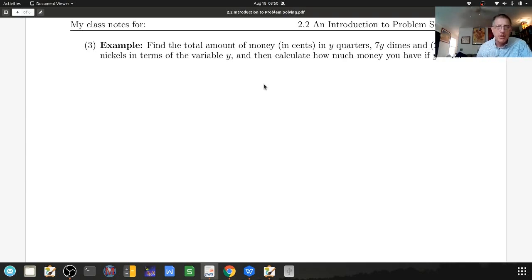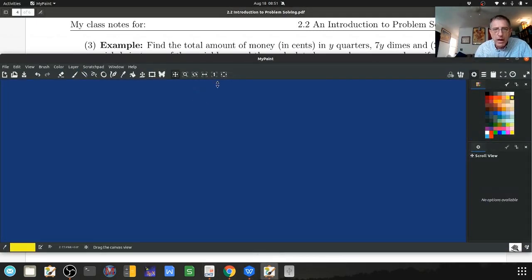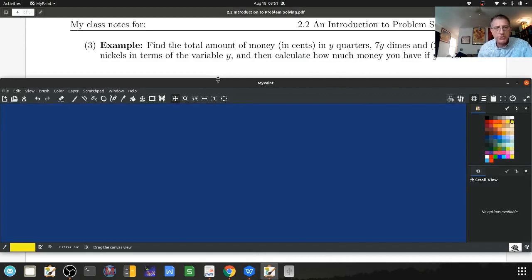Find the total amount of money in cents, not in dollars, but in cents, in Y quarters, 7Y dimes, and 2Y minus 1 nickels in terms of the variable Y. And then calculate how much money you have if Y is equal to 10. So this isn't so bad, is it? Our total money, our general equation, is going to be really simple.